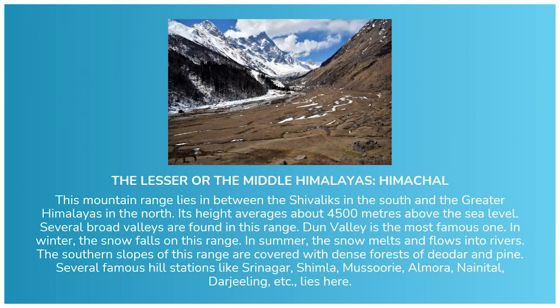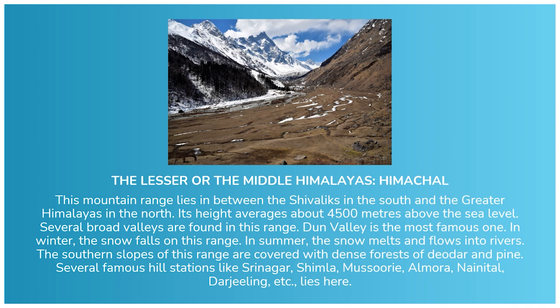The Lesser or the Middle Himalayas, Himachal. This mountain range lies in between the Shivaliks in the south and the Greater Himalayas in the north. Its height averages about 4,500 meters above the sea level. Several broad valleys are found in this range. Dun Valley is the most famous one.